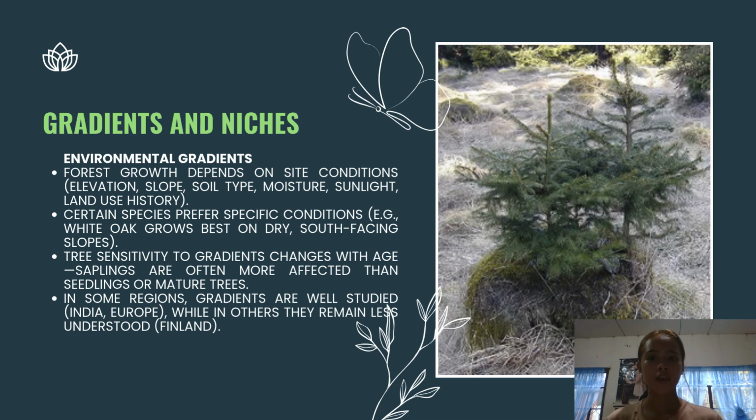Environmental gradients are variations in site conditions, such as elevation, slope, soil type, moisture, sunlight, and land use history, that shape how forests grow. Different species thrive in specific environments. For instance, white oak grows best on dry, south-facing slopes. Tree sensitivity to these gradients also changes with age. Saplings are often more vulnerable than seedlings or mature trees because they are still establishing roots and competing for light.